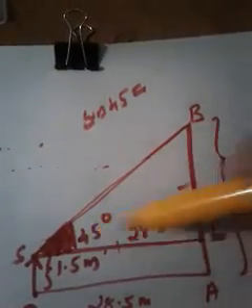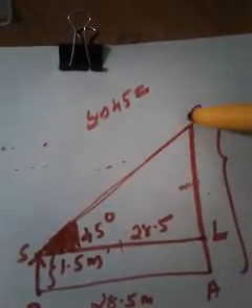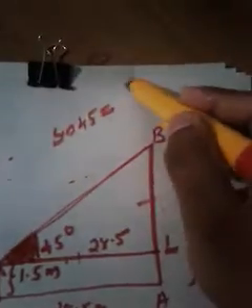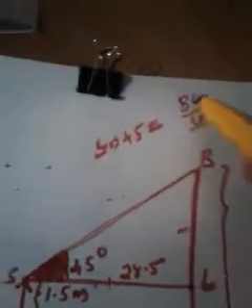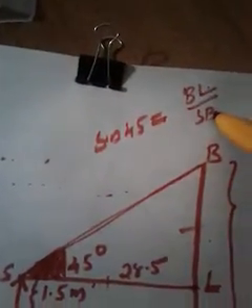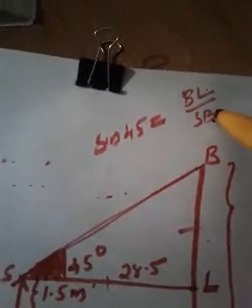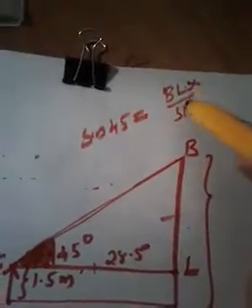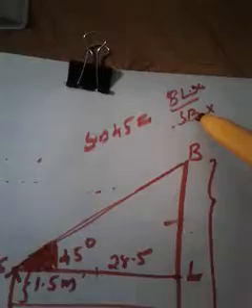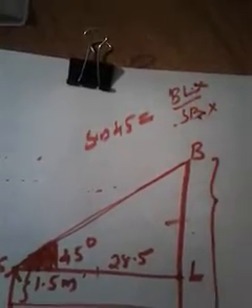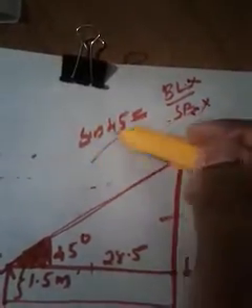Sine 45 is nothing but opposite by hypotenuse. That means BL by SB. BL is not given, SB is not given. Both are not given now. So no idea about BL, no idea about SB. So two unknowns came. Can you solve it out? No. That's why I'm not using sine.